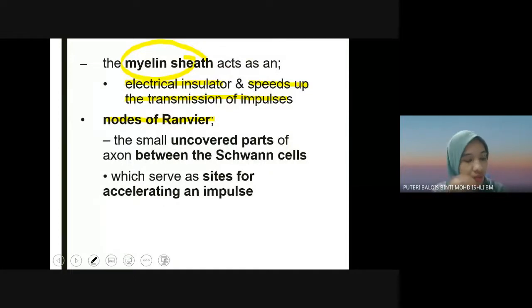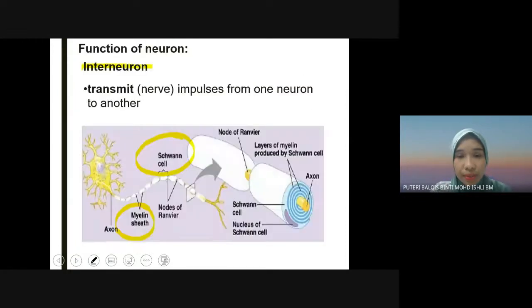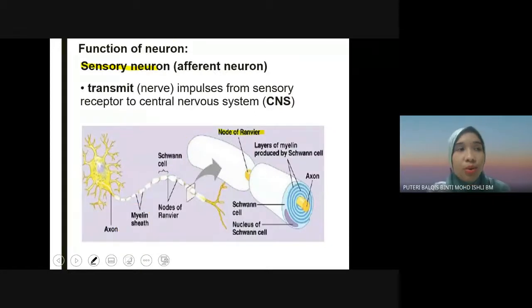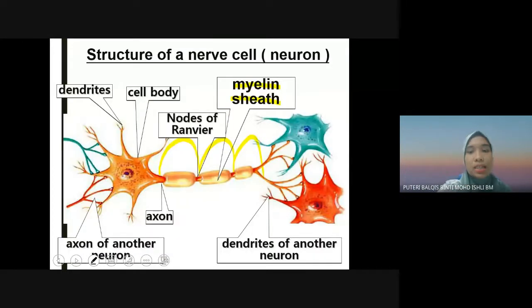The nodes of Ranvier is the small uncovered part of axon between the Schwann cell, which serve as site for accelerating an impulse. Okay, nodes of Ranvier adalah yang ni lah. That is node of Ranvier. Region di mana myelin sheath tak cover. Okay, the region, bahagian di mana myelin sheath tak cover dekat situ. Okay, that is node of Ranvier. Lagi clear yang ni lah. This is node Ranvier. Okay, so macam saya cakap, electrical impulse selalu dekat situ saja.